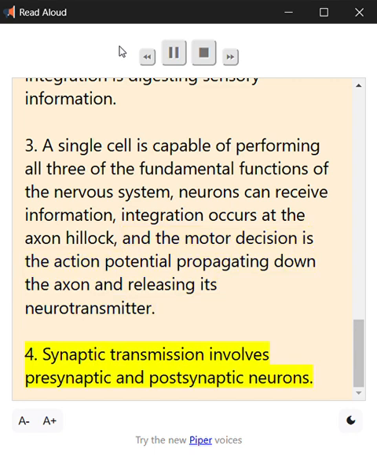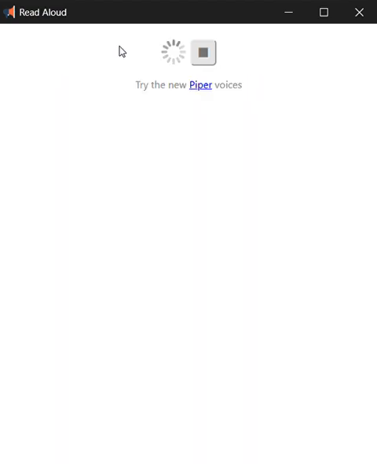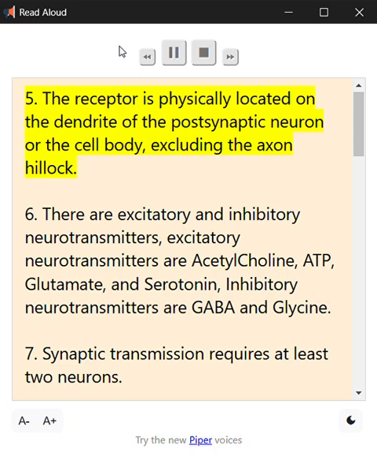4. Synaptic transmission involves presynaptic and postsynaptic neurons. 5. The receptor is physically located on the dendrite of the postsynaptic neuron or the cell body, excluding the axon hillock. 6. There are excitatory and inhibitory neurotransmitters. Excitatory neurotransmitters are acetylcholine, ATP, glutamate, and serotonin. Inhibitory neurotransmitters are GABA and glycine.